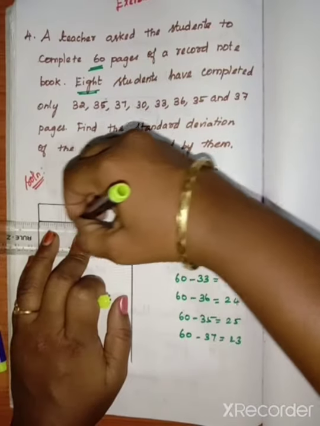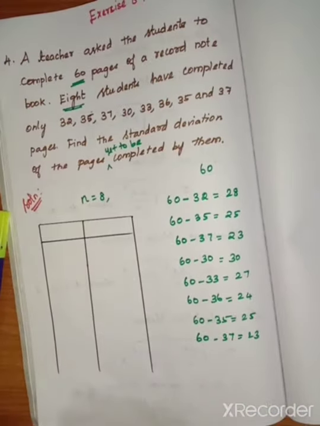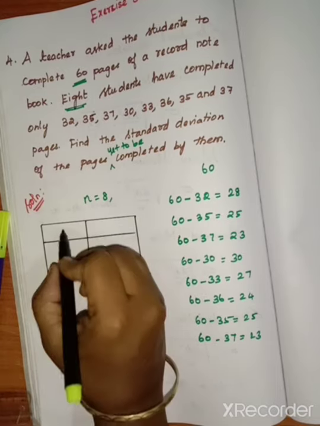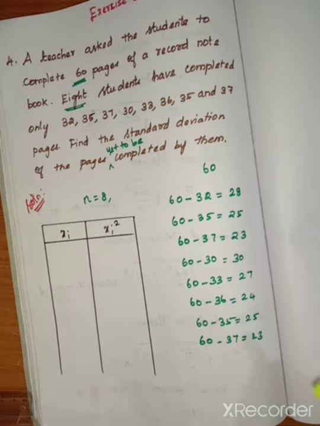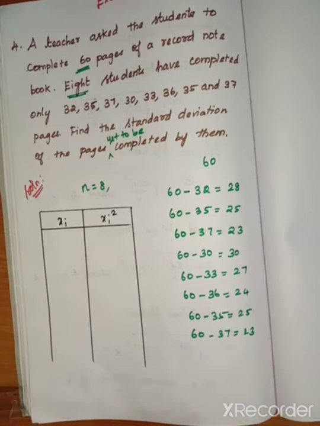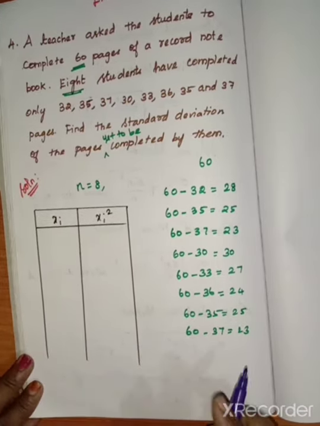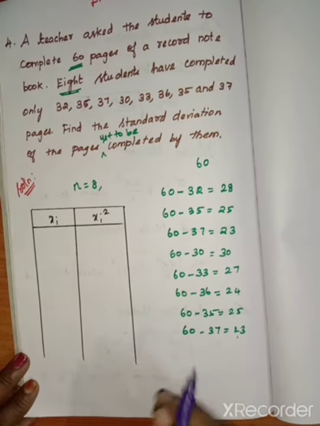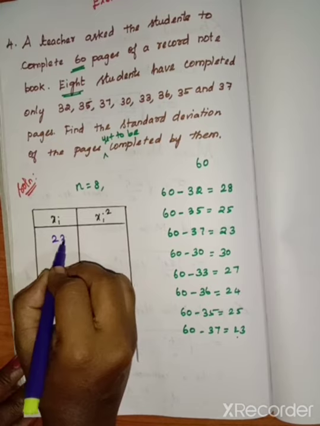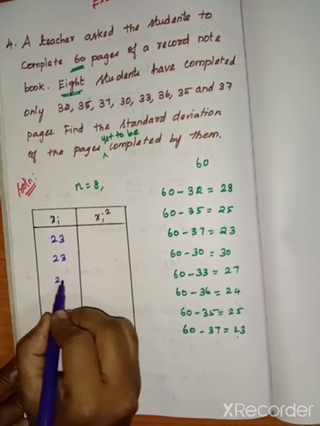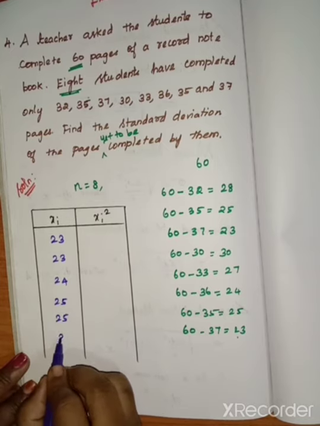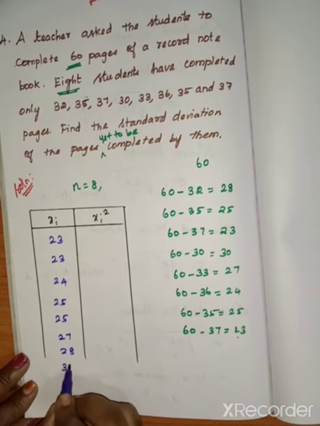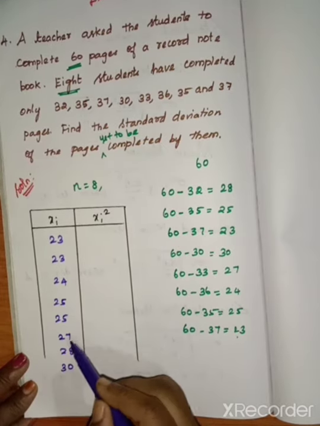For the direct method, 2 columns are enough, that is xi and then xi squared. Here we have the numbers, so we can write them in ascending order, or otherwise as it is, as you wish. Here I write in ascending order: 23 is there 2 times, so we have to write both. So 23, next one is 24, then 25 repeated 2 times, and 27, 28 and 30. So totally 1, 2, 3, 4, 5, 6, 7, 8.